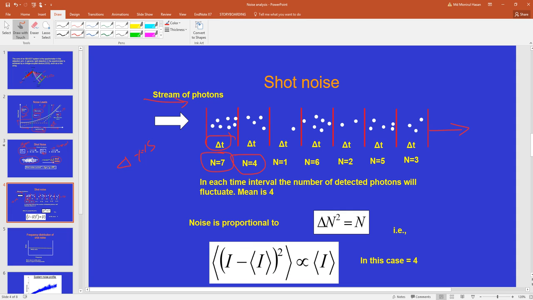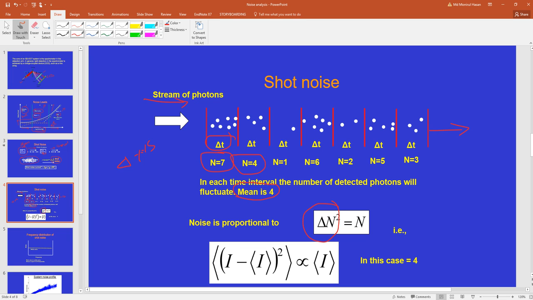Now the noise will be proportional to, say if we take the average of all the photons, it is 4, and the noise is how much fluctuation we are getting from the mean power here. So if the fluctuation is more, then the noise will be high. It depends on the percentage of fluctuation. We can calculate this kind of noise using the Poisson distribution.